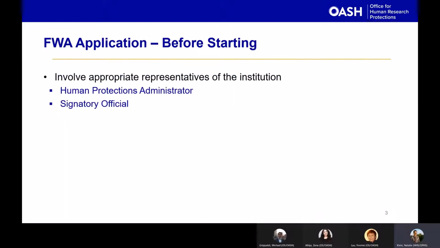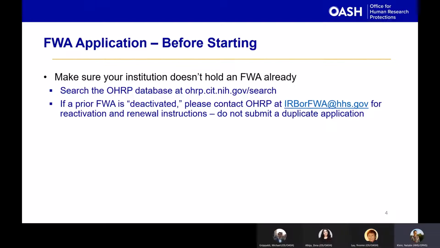These next several slides are important because they identify the information you should prepare before you initiate an FWA application. Once you know that your institution needs an FWA, there are some key preparatory steps to take before applying for one. First of all, for any investigator viewing this, be sure to coordinate with your institution's appropriate officials. An FWA is a commitment by the entire institution, so it is essential to involve the right people. Secondly, check to see whether your institution already holds an FWA with OHRP.